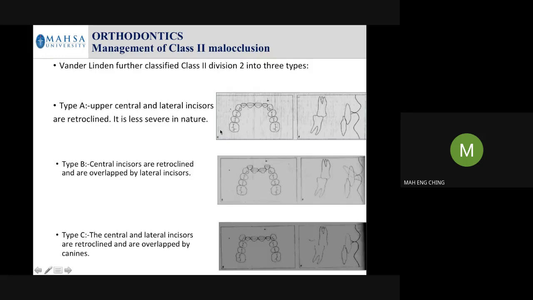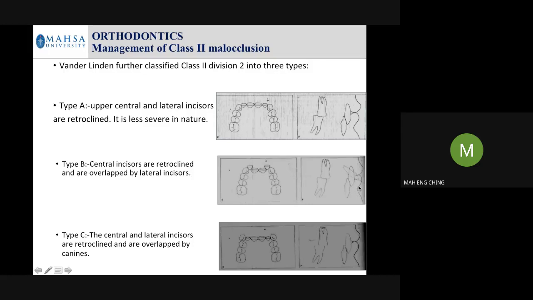Type A means the upper central incisors and lateral incisors are retroclined. They're less severe in nature. The lower lip covers the top 4 front teeth, and that's why they are not that severe a Class 2 skeletal pattern. Compared to type A, in type B the central incisors are retroclined and overlapped by the lateral incisors. So usually this one is more Class 2.